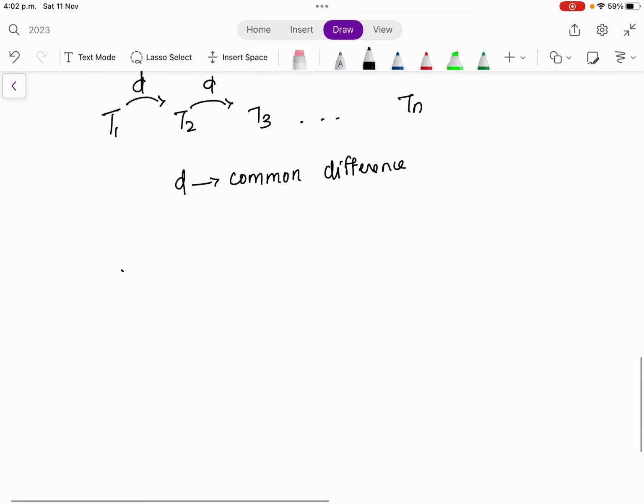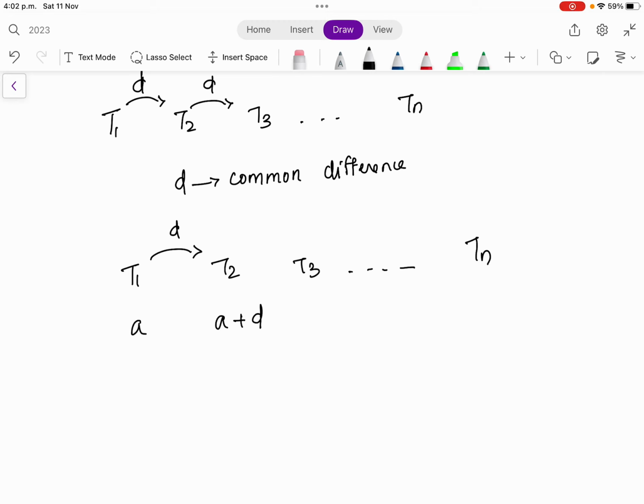As I said, T1, T2, T3, etc., Tn. If T1 is A, where A is the first term, and the difference is D, the second term is gotten by adding D to A. So it is A plus D. The third term you get by adding D to this one, so it is A plus D plus D, which is A plus 2D, and the next term will be A plus 3D.